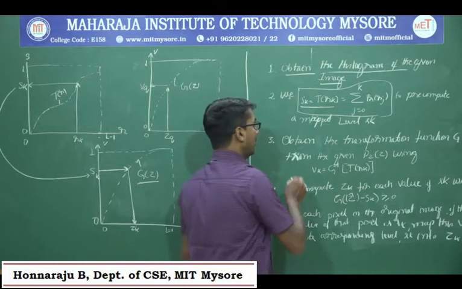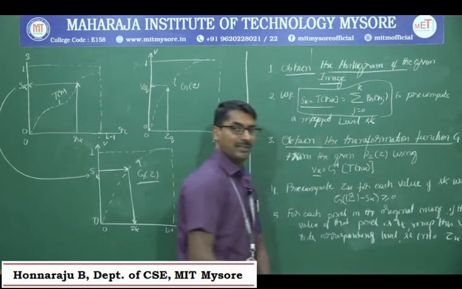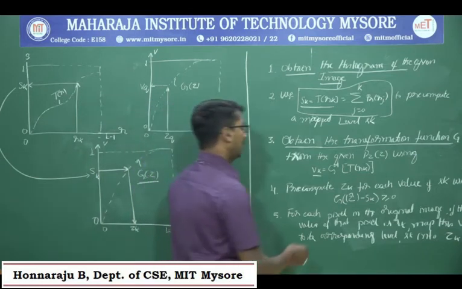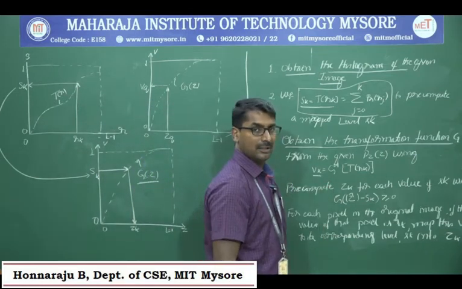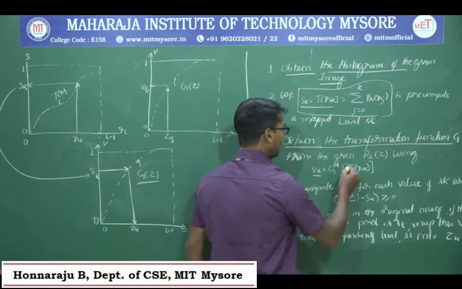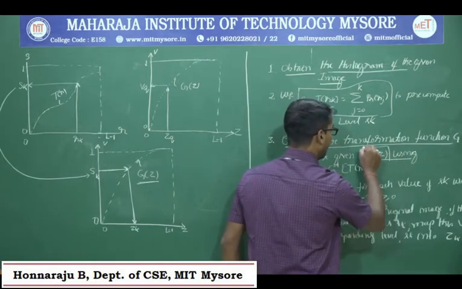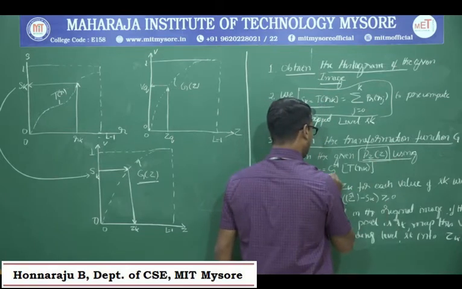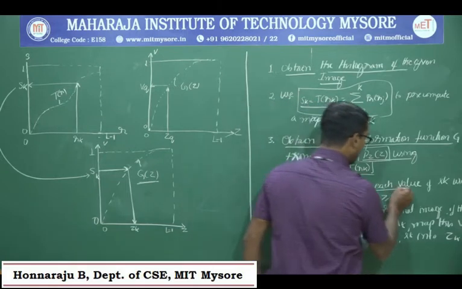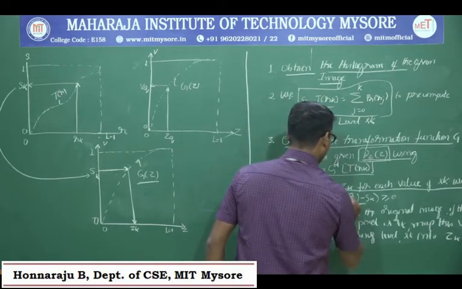Next, after obtaining the SK value from the input image, we need to find the VK value from the target image. We need to extract the VK value, meaning the transformation value for VK. VK is the probability density transformation function for the target image. So PZ of Z is the probability density function for the target image. Here VK is equal to Z inverse of T of RK. Then pre-compute ZK for each value of SK using this. So we find the difference, that is ZK minus SK.